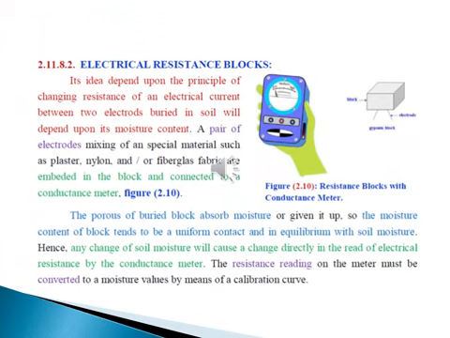Electrical resistance blocks. The idea depends upon the principle that the resistance of an electrical current between two electrodes buried in soil will change depending upon its moisture content. Please refer to the enclosed figure, which shows the resistance blocks with a conductance meter.